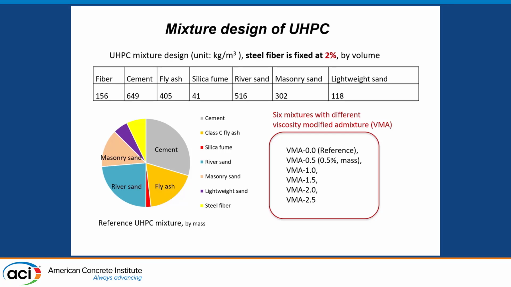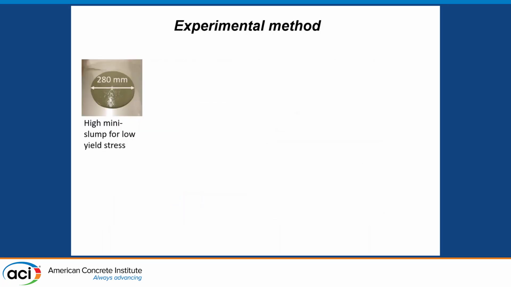In one of the studies, we investigated 6 different UHPC mixtures with different viscosity. Basically, we changed the mortar viscosity by using different dosages of viscosity-modifying admixtures, or VMA in short, from 0 to 2.5%. Here are the UHPC mixtures we used, and the steel fiber content for these mixtures is 2%.